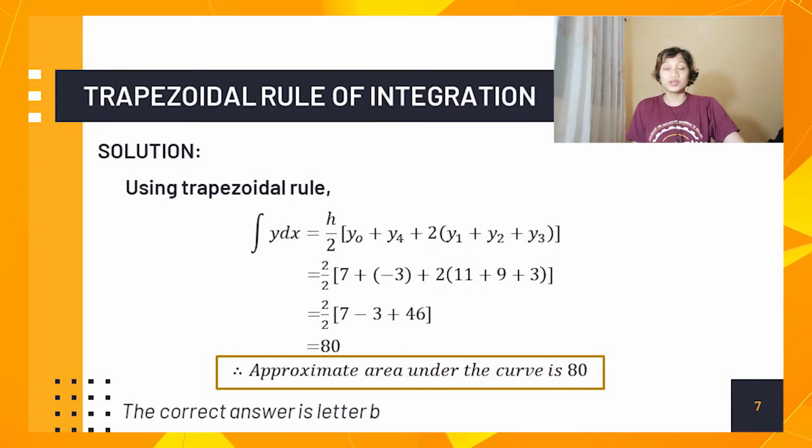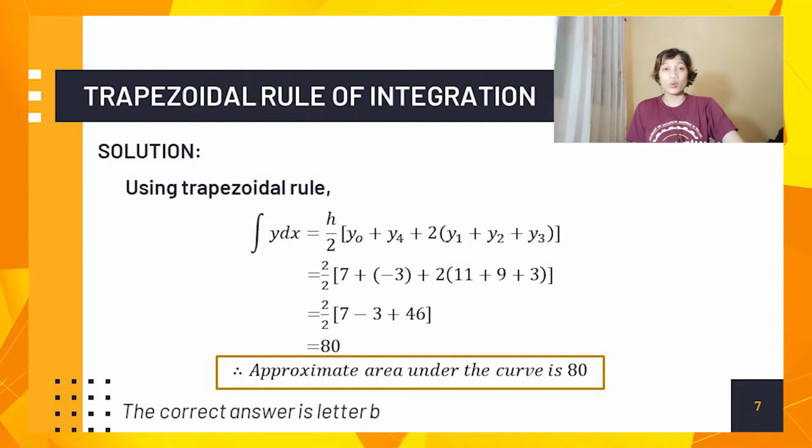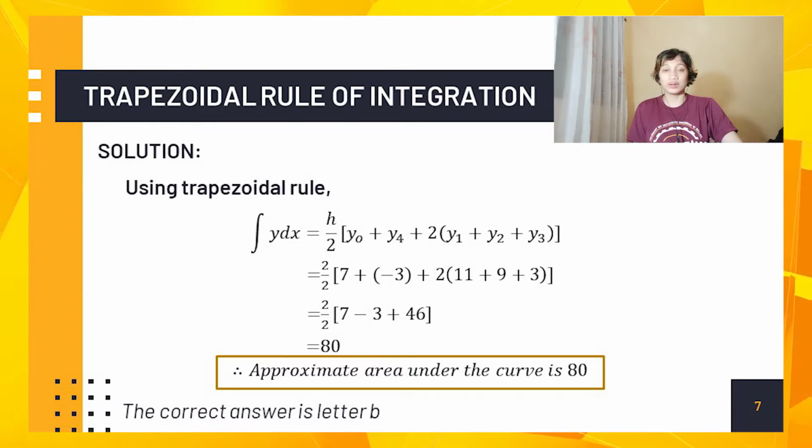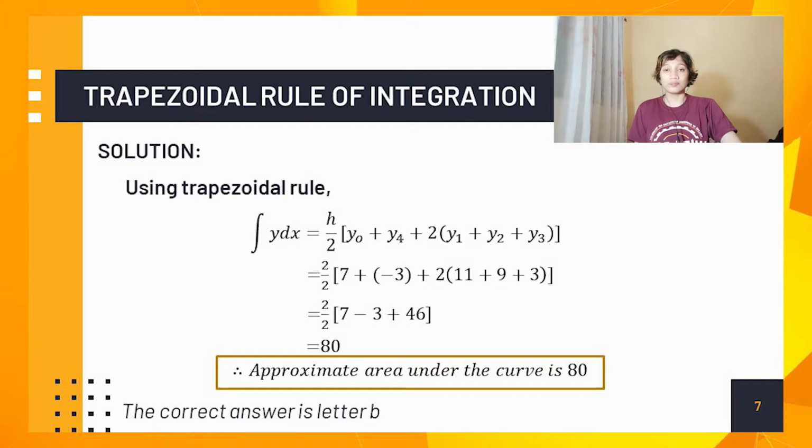For the solution, using trapezoidal rule, the integral of y dx equals h over 2 times y sub 0 plus y sub 4 plus 2 times y sub 1 plus y sub 2 plus y sub 3. Substitute the values: 2 divided by 2 times 7 plus negative 3 plus 2 times 11 plus 9 plus 3. 2 divided by 2 times 7 minus 3 plus 46 equals 80. The approximate area under the curve is 80. The correct answer is letter B.